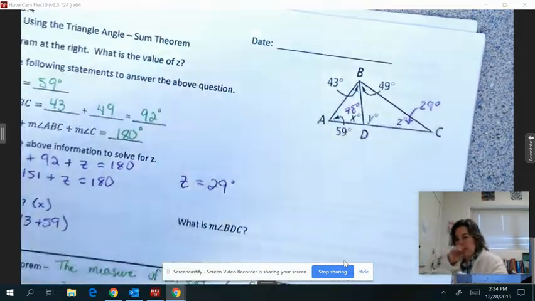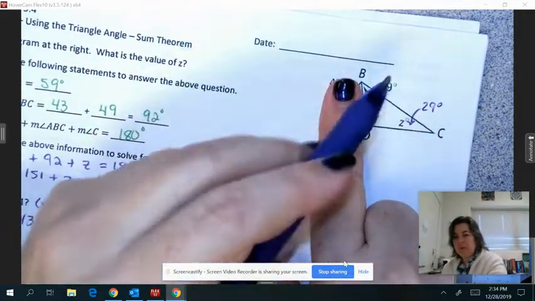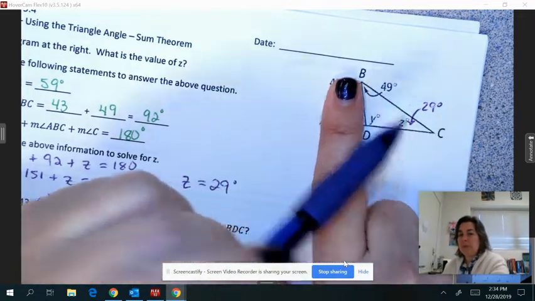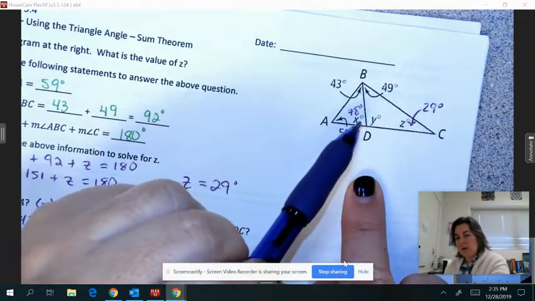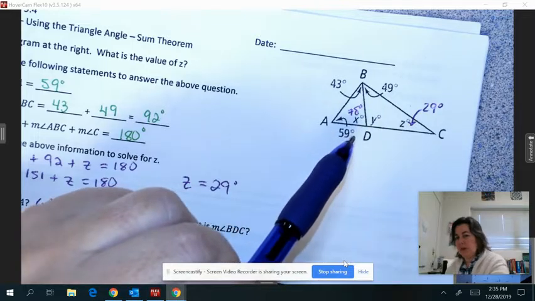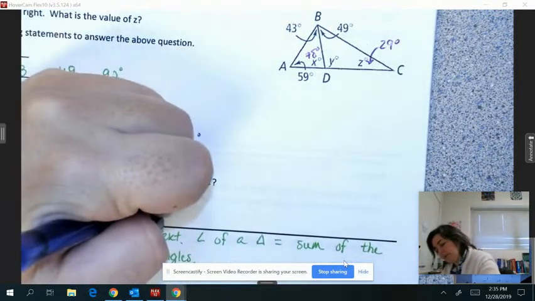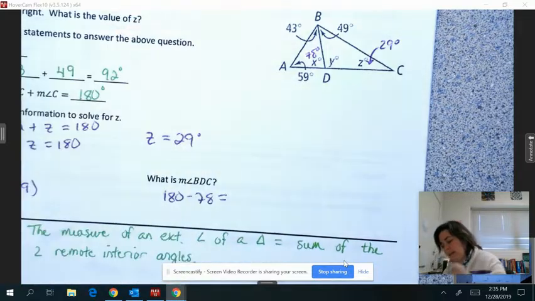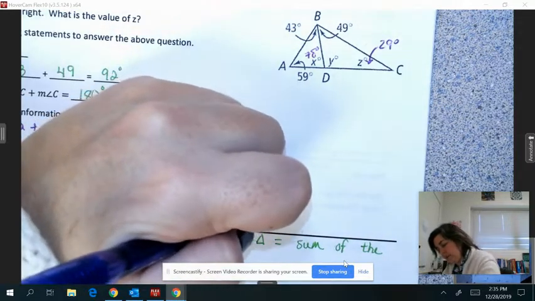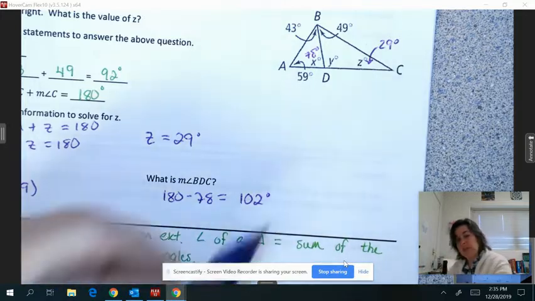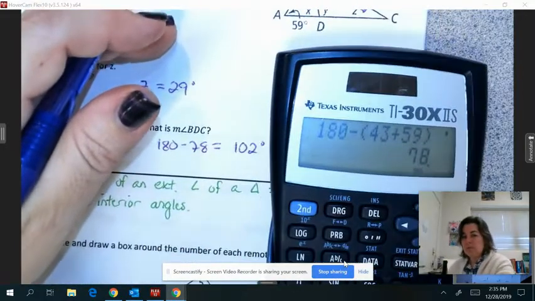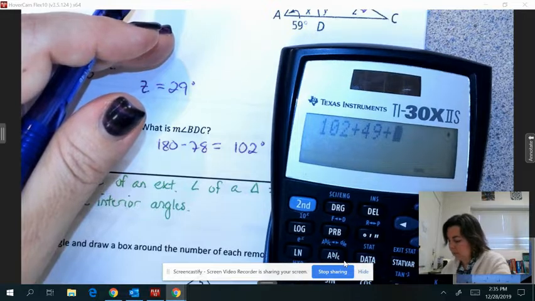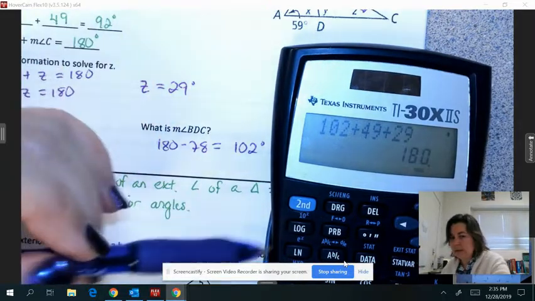Now you have a choice. You could figure out Y, because we know two angles of the triangle, and I know all three of those angles have to add up to 180. Or you can do X and Y are a linear pair, so just those two have to add up to 180. So that's what I'm going to do. I'm going to say 180 minus 78, and that will give me 102 degrees. You can check yourself. 102 plus those other two angles, 102 plus 49 plus 29 should give us 180, and it did.